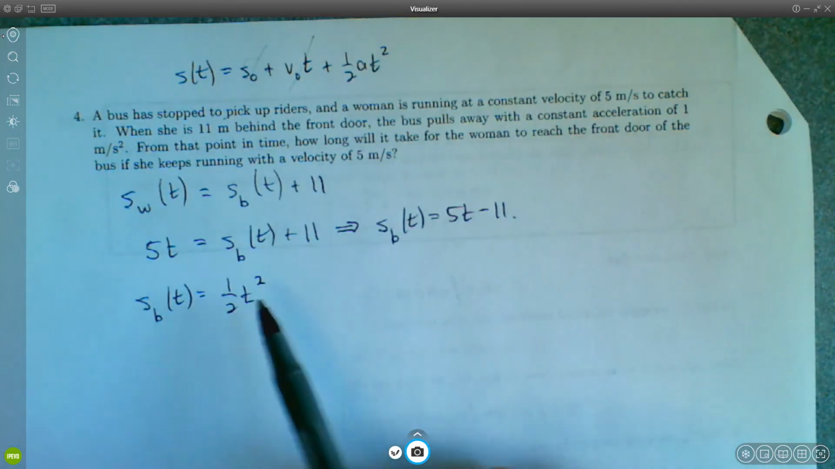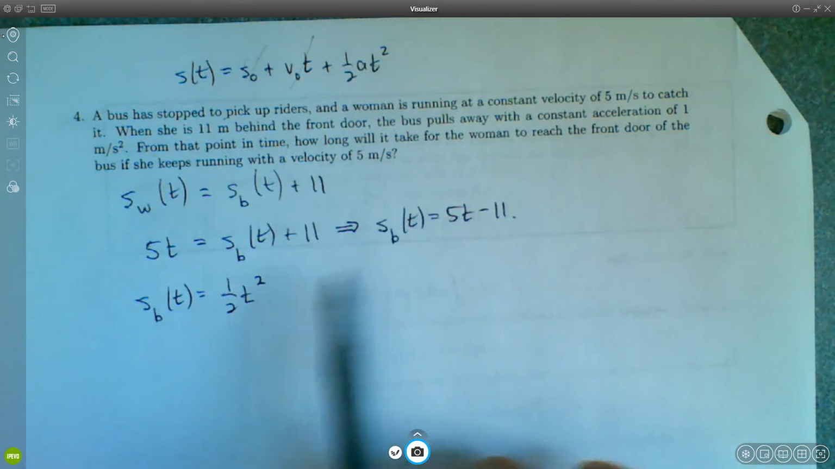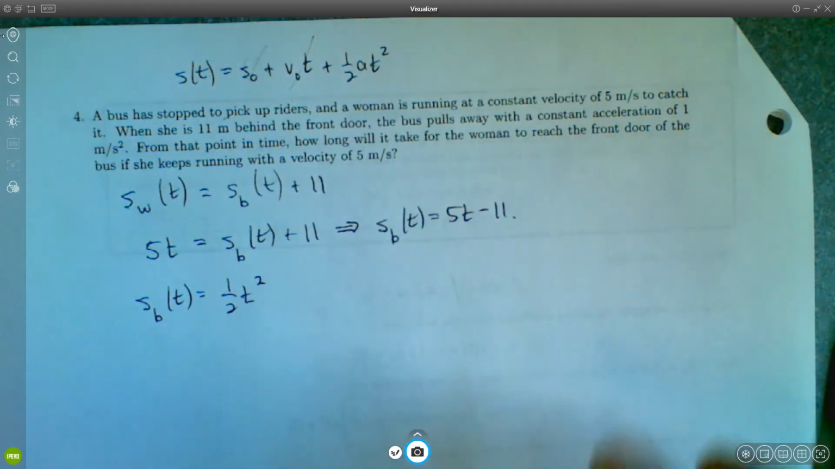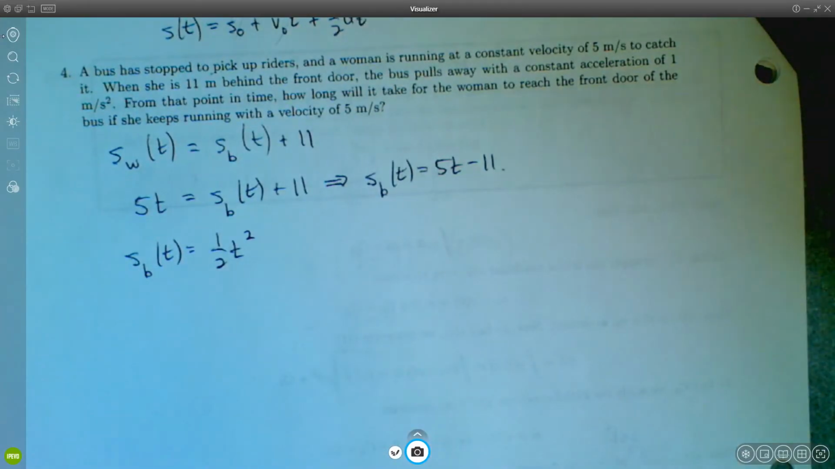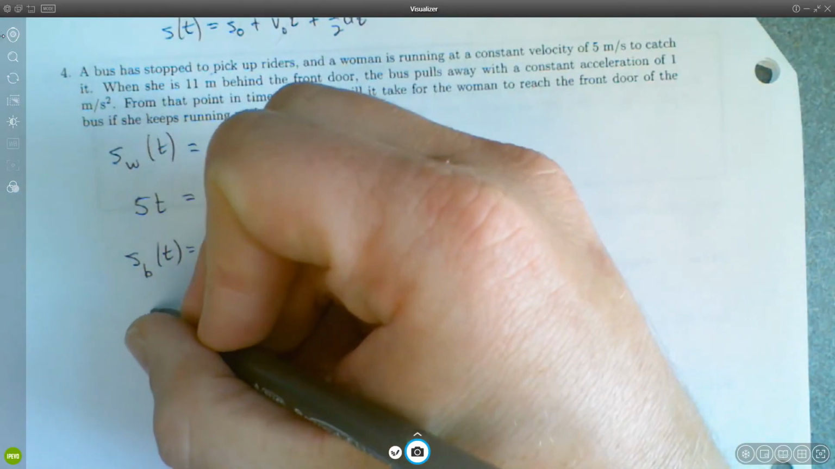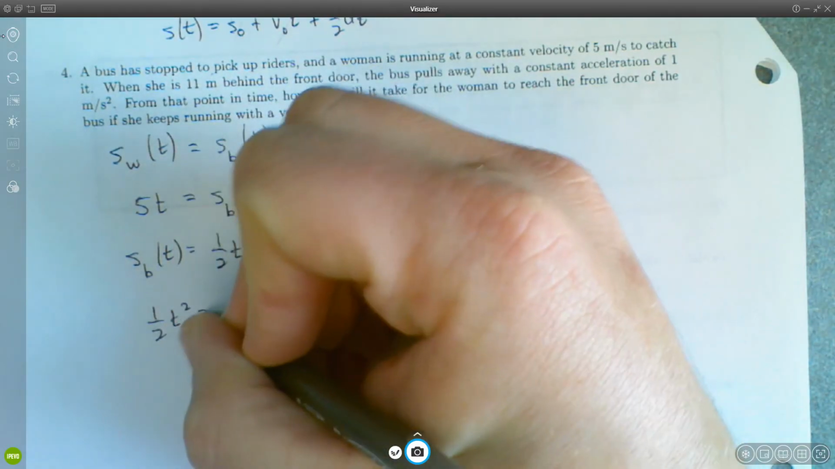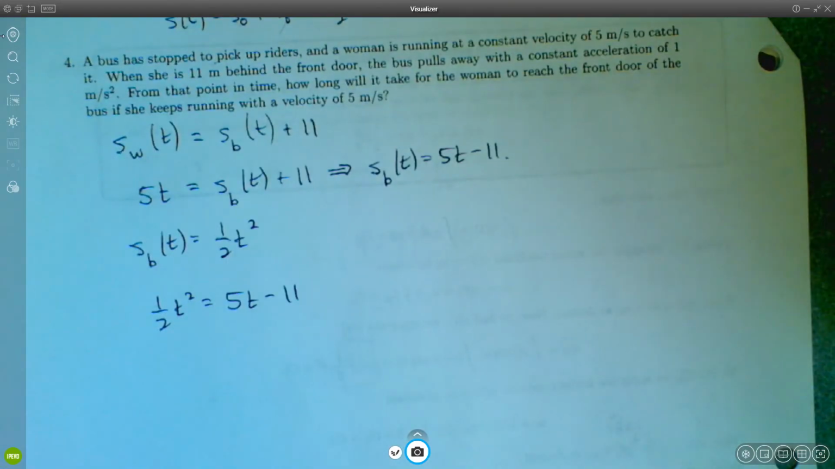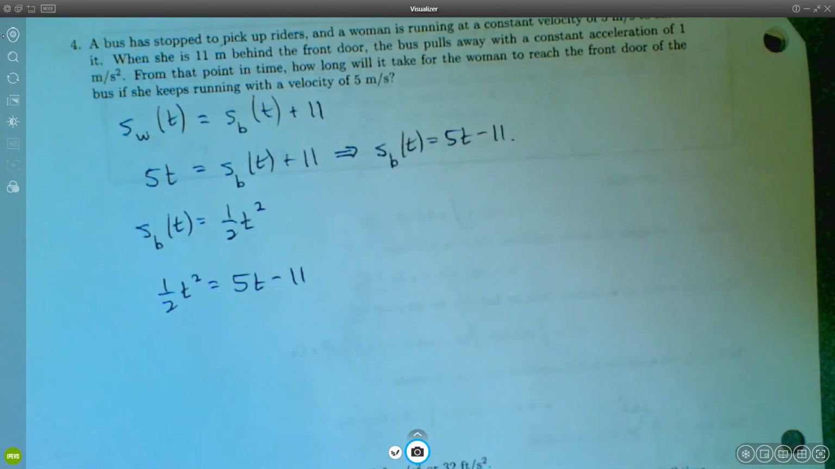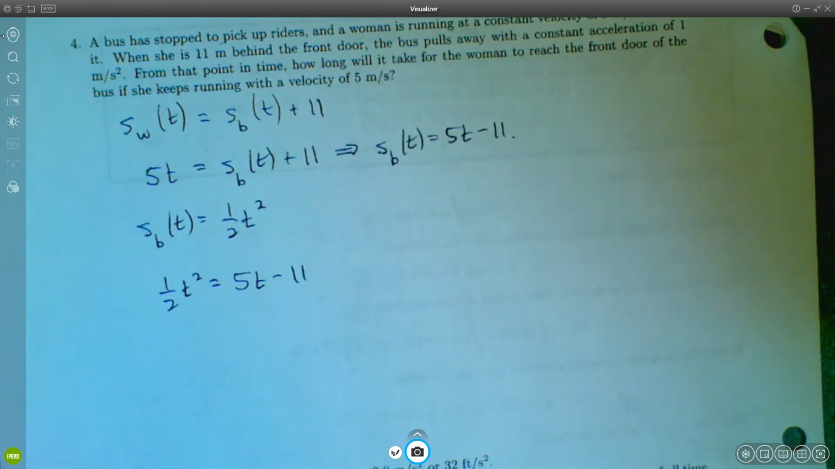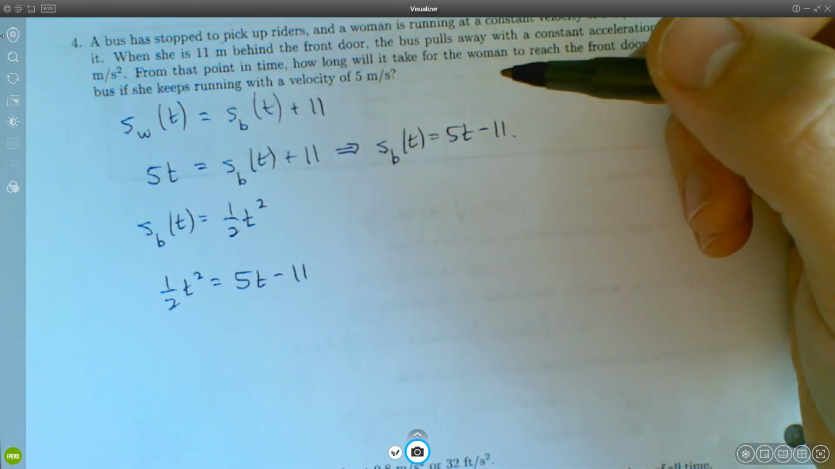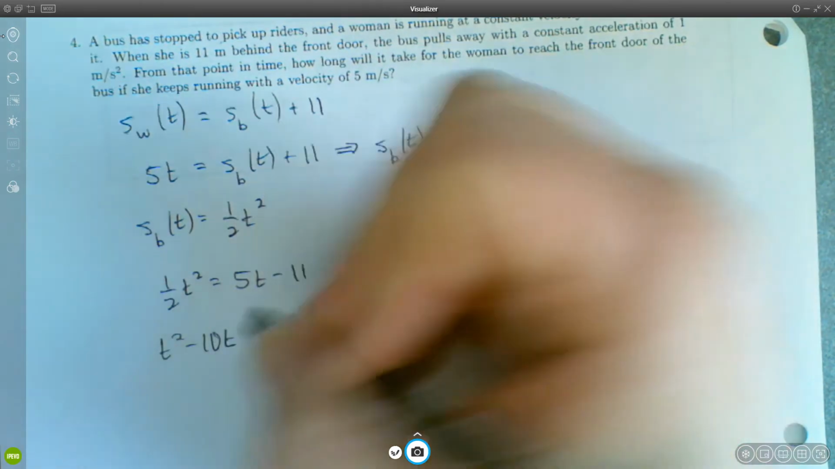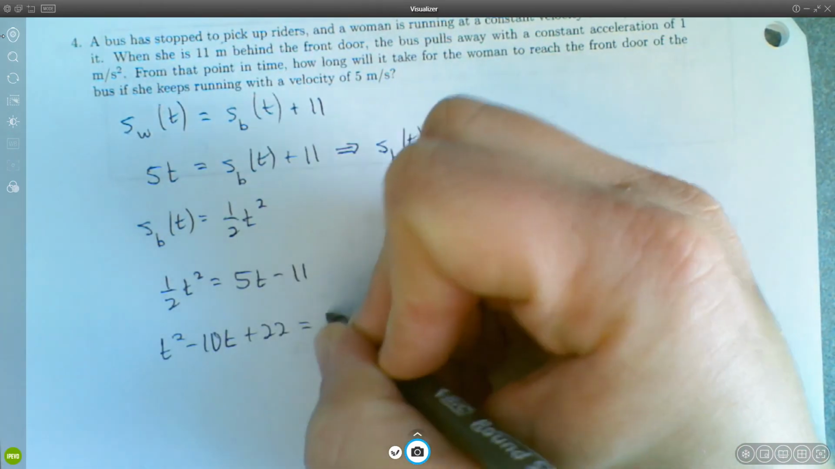So we have two different expressions for the position of the bus. They should be the same thing, so we can set them equal to one another and then solve for t. Okay, so I'm going to say 1/2 t squared equals 5t minus 11. To solve that for t, we want to move everything over to one side, and maybe multiply through by 2 to clear that fraction. So I'm going to get t squared minus 10t plus 22 equals 0.